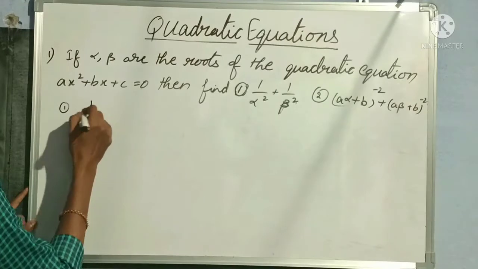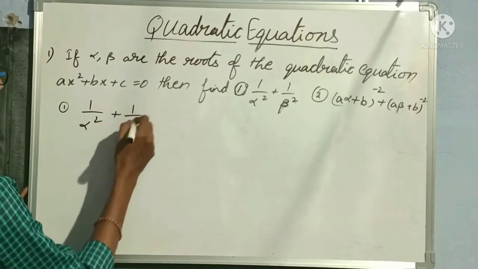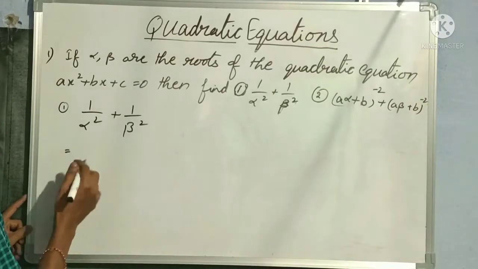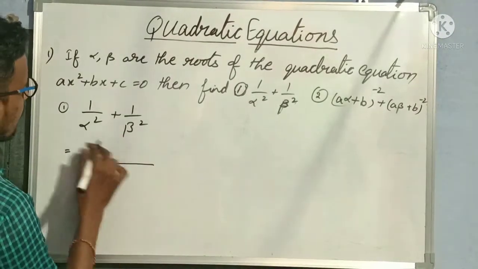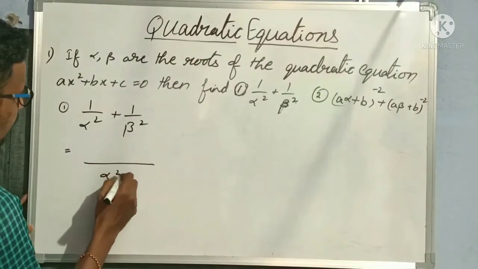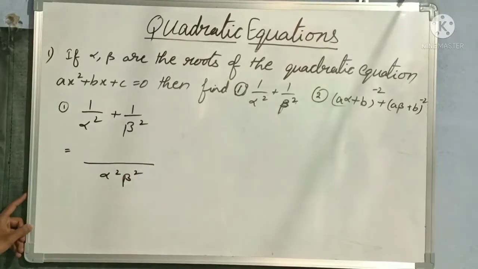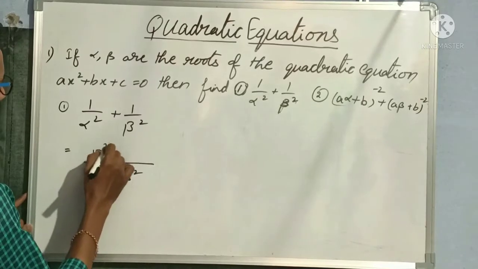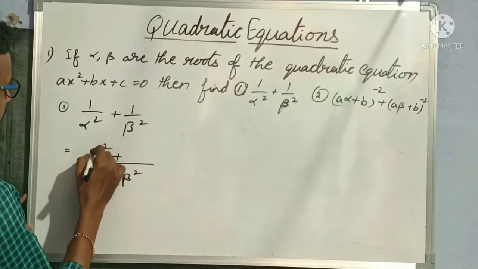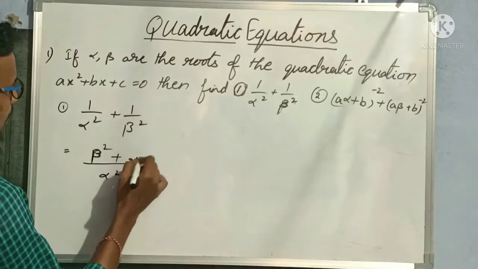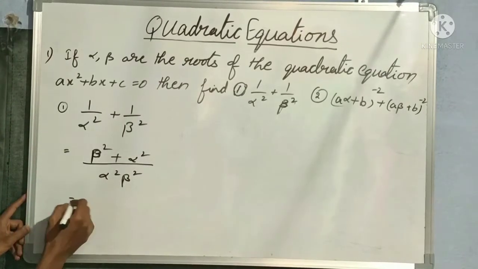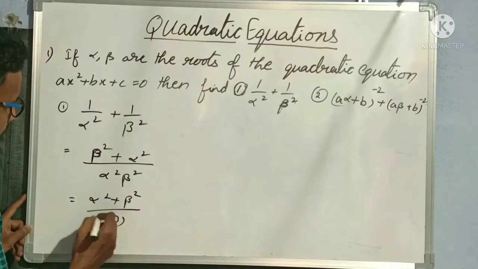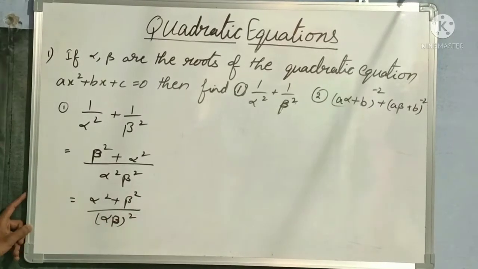So first bit is 1 by alpha square plus 1 by beta square. First take the LCM of denominators. What is the LCM of denominators? Alpha square beta square, right? So here what will come? Alpha square gets cancelled. What remains here? Beta square, plus here what remains? Alpha square. So this I can write as alpha square plus beta square by (alpha beta) whole square.